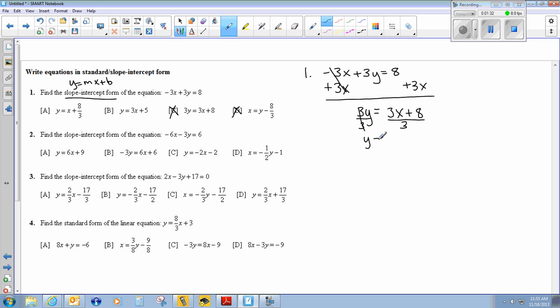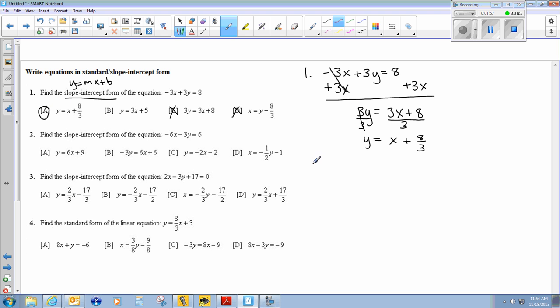So we now have y equals 3x divided by 3, which is 3 over 3x, which is just x. And then 8 divided by 3 is positive 8/3. So we have y equals x plus 8 over 3. That means that we want answer choice A.